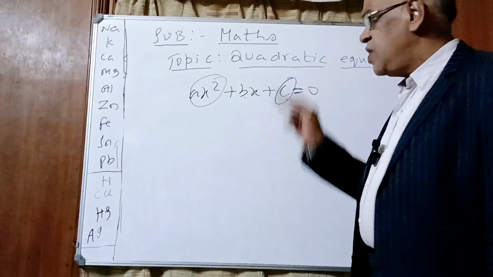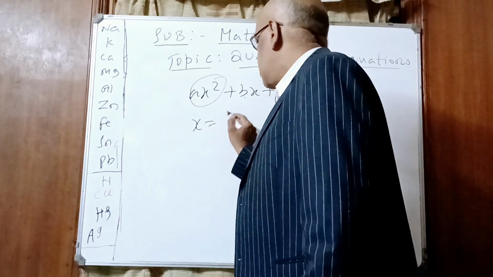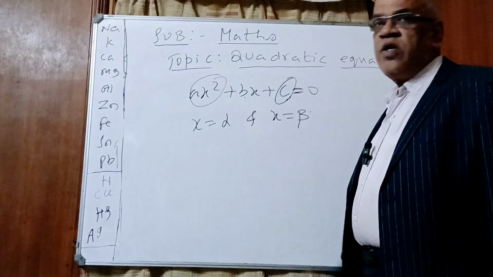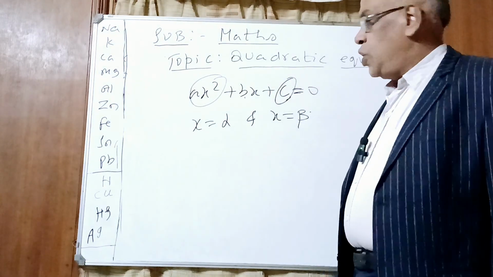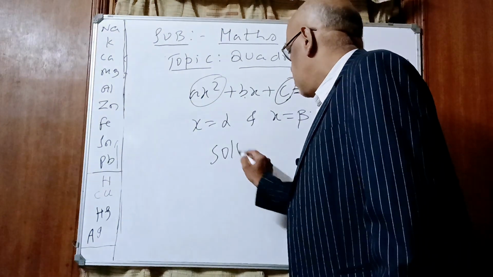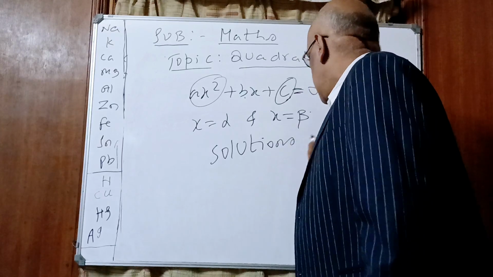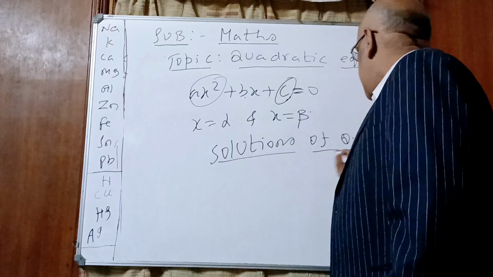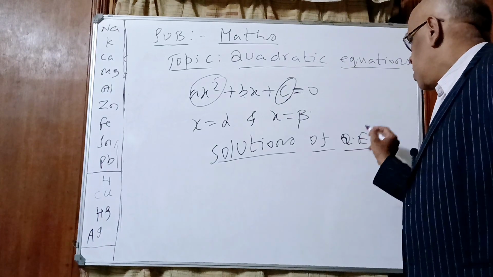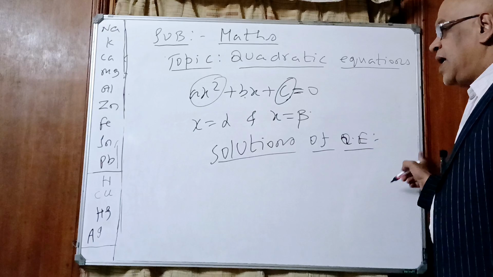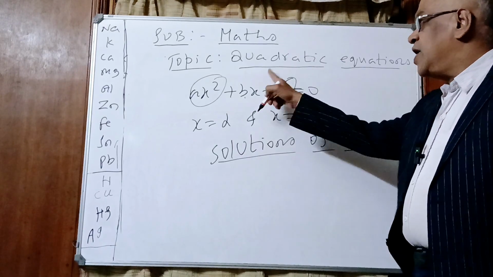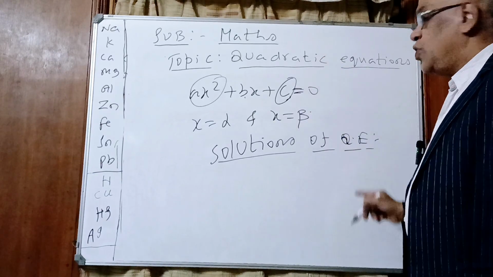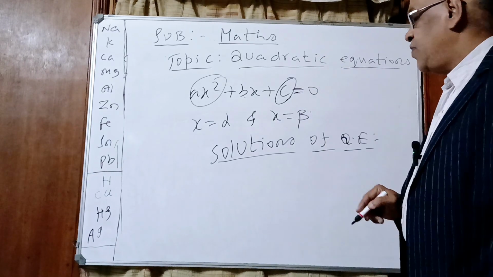How many zeros will it have? In polynomials we said let x is equal to alpha and x is equal to beta. How many zeros will it have? 2 zeros or 2 roots. Solutions of quadratic equation. I wrote the abbreviation, children, because of lack of space. What is QE? QE stands for quadratic equation. While preparing notes, don't write it as QE, write it as quadratic equation in full form.